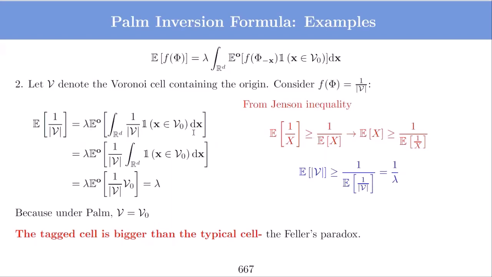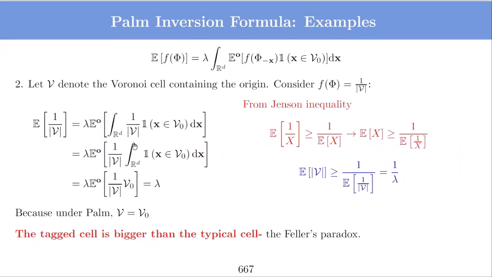Now note that under the Palm expectation, the tagged cell and the typical cell are the same thing. Because remember, the tagged cell is the one which the origin connects to. If there is a point at the origin, then of course that point will be the closest point from the origin. So the tagged cell will be just the typical cell. So if I take the typical cell, I would put it in.